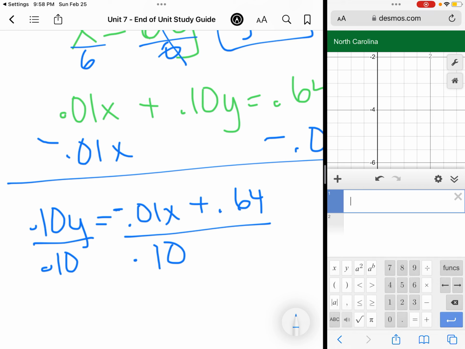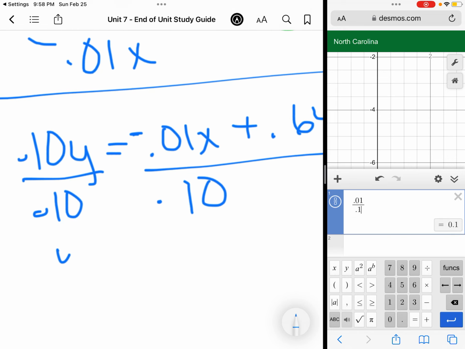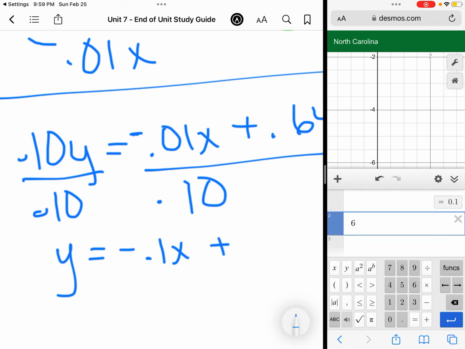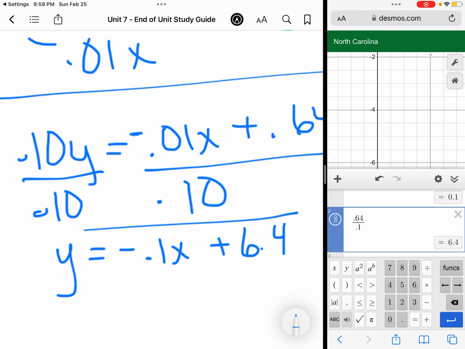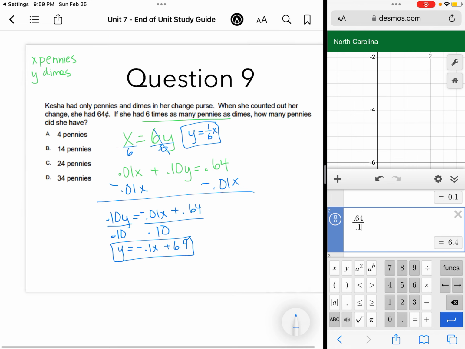So let's make sure we get our decimals in the right place. 0.01 divided by 0.1 is 0.1. So we get y equals negative 0.1x plus, and let's do 64, oopsie, I missed a decimal point, 0.64 divided by 0.1, and I end up with 6.4. So those are my two equations.